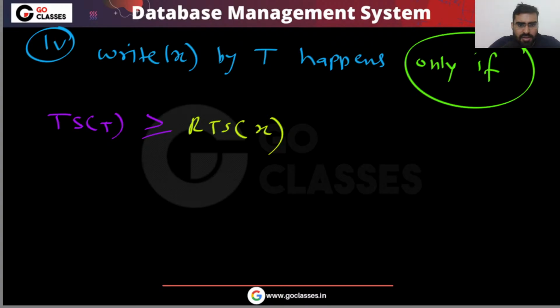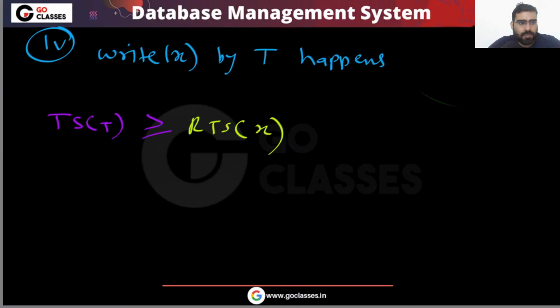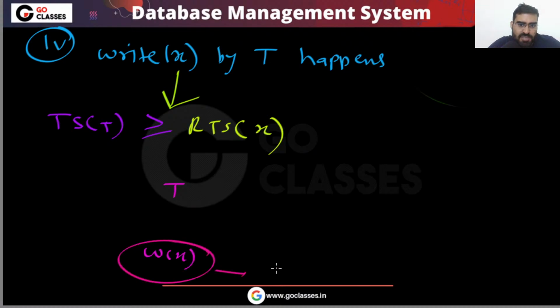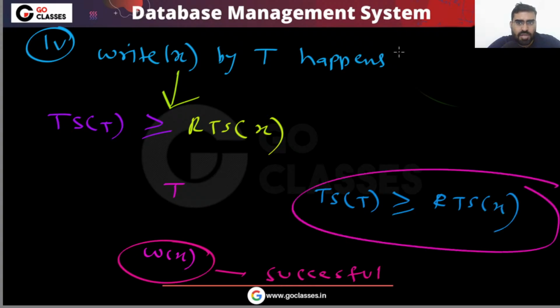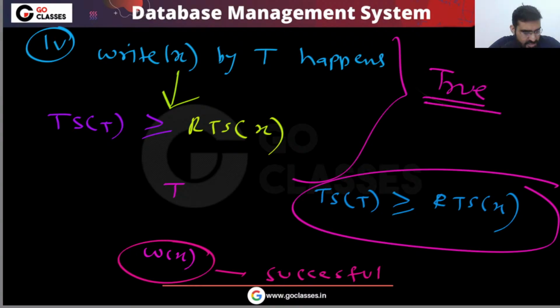So here you can remove this only if, and put this arrow. If this write operation by T is happening and is successful, then definitely the timestamp of T must be greater than the read timestamp of X. So this is definitely true. This statement is actually true.